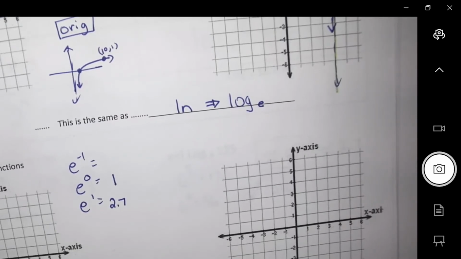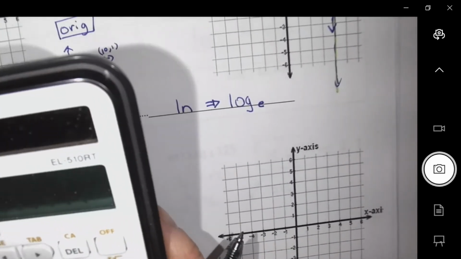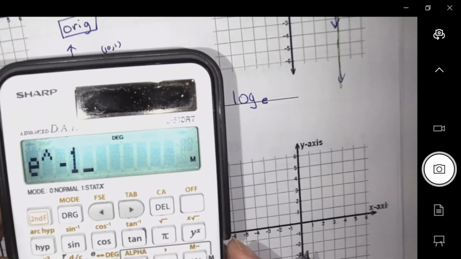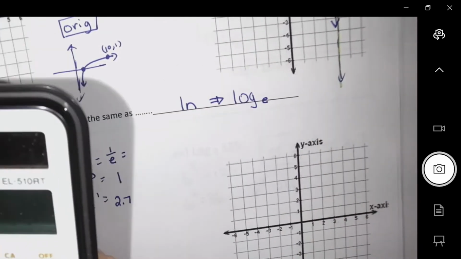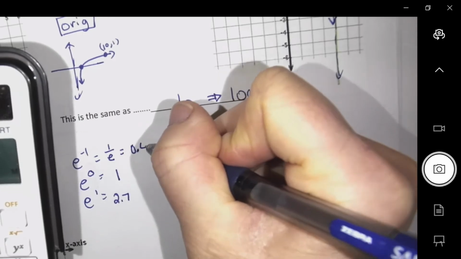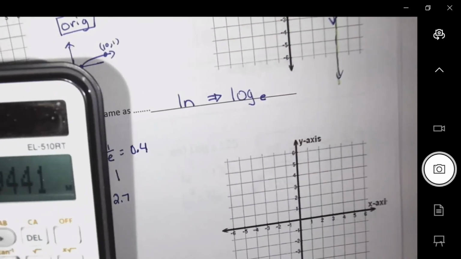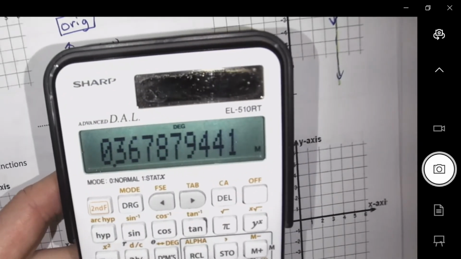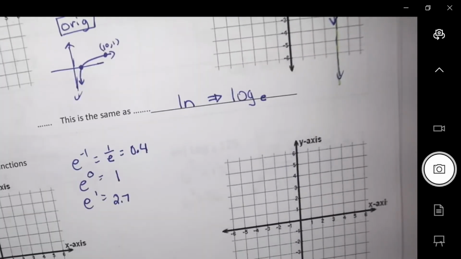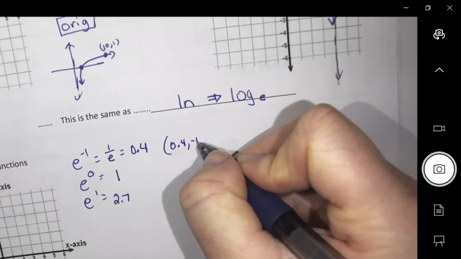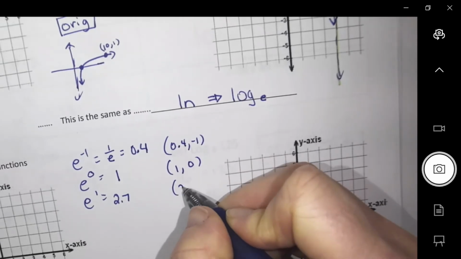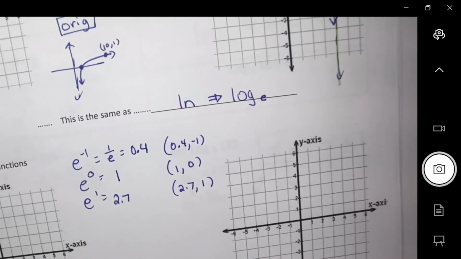And e to the negative 1, you can just type that, or you can do 1 divided by e. I'm going to round it because it's on a graph, can't tell. So 0.4 is what I'm going to round it to. Because this is a log graph, my coordinates are written in this order: results, comma, exponent. Log graphs are just flipping that order around.